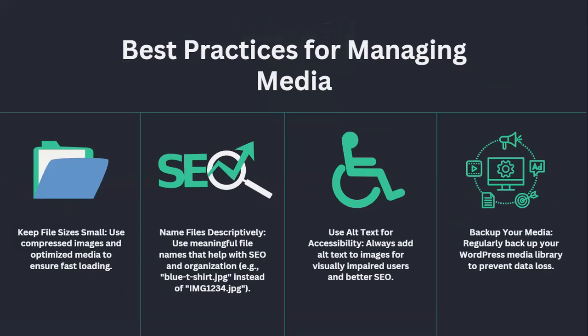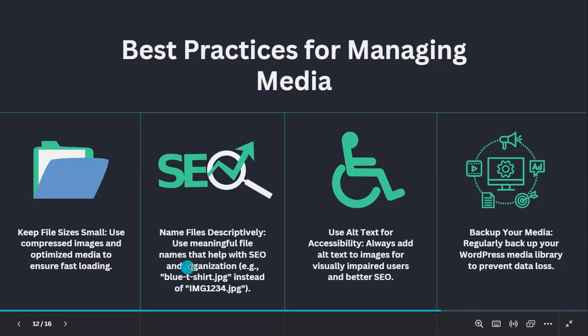You can install a plugin that helps you reduce your image size. Or if possible, you can even reduce your image size before you upload it. Now, name files descriptively. Use meaningful file names that help with SEO and organization. For example, if you're uploading a blue t-shirt, you use blue-t-shirt.jpg instead of the one that comes with the image when you capture it, which is IMG1234. Because this one doesn't tell us anything about the image, but blue t-shirt tells us that the image is about a blue t-shirt.